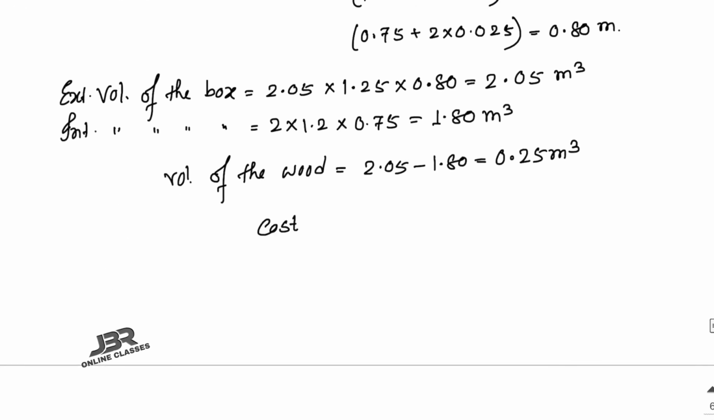So cost equals, 1 meter cube is 5400, so 5400 into 0.25, and that equals 1350. So rupees 1350 is your answer.